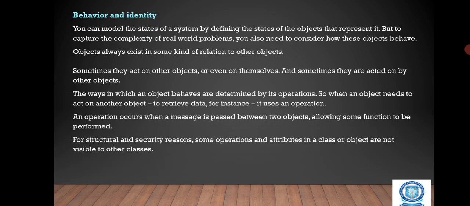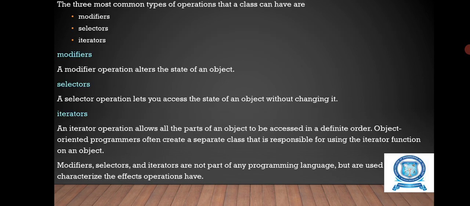Behavior and identity. We can model the states of the system by defining the states of the objects that represent it. Objects always exist in some kind of relation to other objects. So an operation occurs when a message is passed between two objects, as we have already seen. For structural and security reasons, some operations and attributes in the class of objects are visible to other classes.